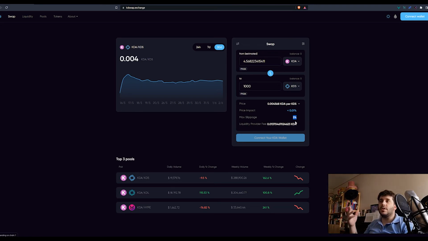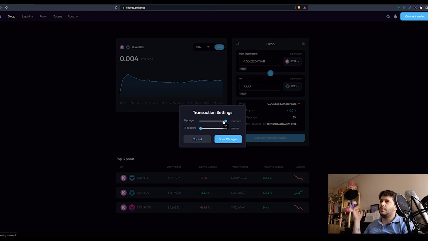This is what slippage is used for. It tells a smart contract that the price can change up to this value and the transaction should go through. So you can control this here. You can control the slippage from 0.25 to 20%.